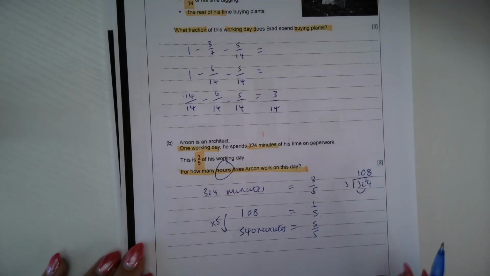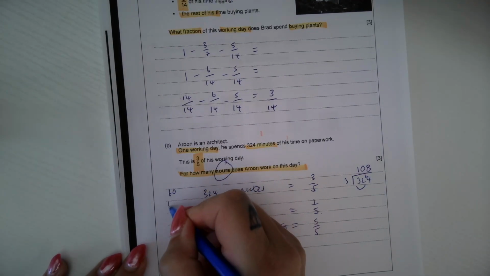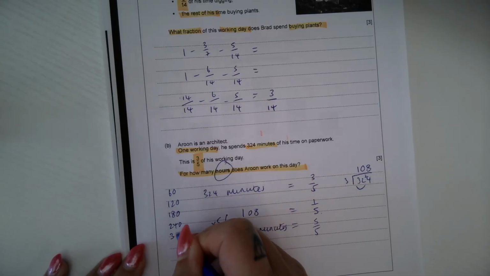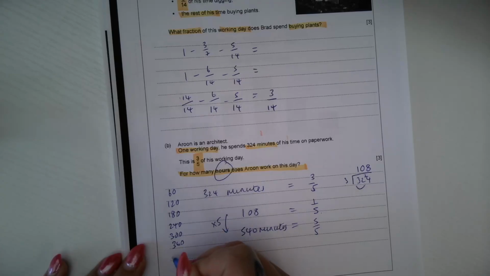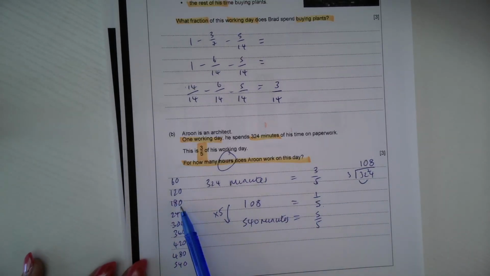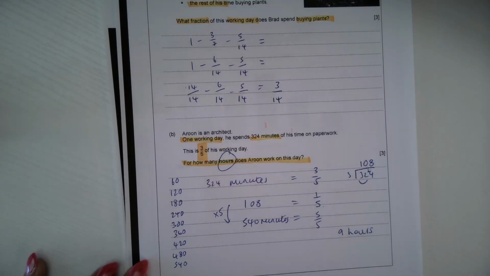Couple of different ways you can do this. But I'm just going to count up in 60s. So 60, 120, 180, 240, 300, 360, 420, 480, 540. Counted up in 60s because there are 60 minutes in an hour. 1, 2, 3, 4, 5, 6, 7, 8, 9. So 9 hours worked that day.